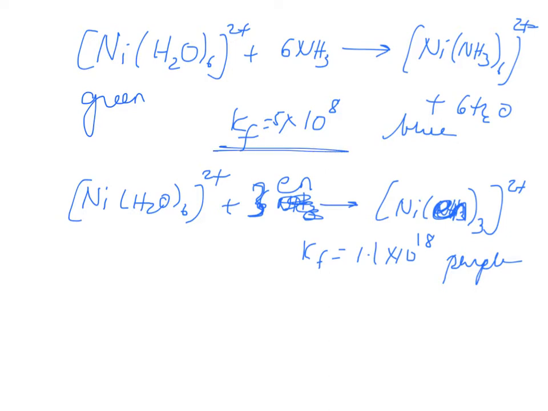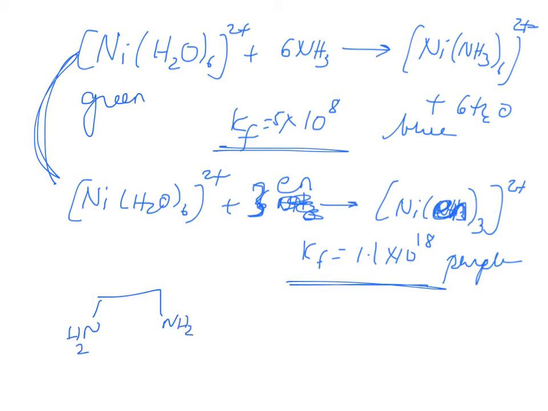When you do the same thing with ethylene diamine, it's actually much, much stronger. So hopefully you can see just by comparing these two reactions that the complex with ethylene diamine is more stable than the complex with ammonia. The complex with ethylene diamine, because of its structure, is also called a chelate. A chelate is nothing but a ring containing complex.